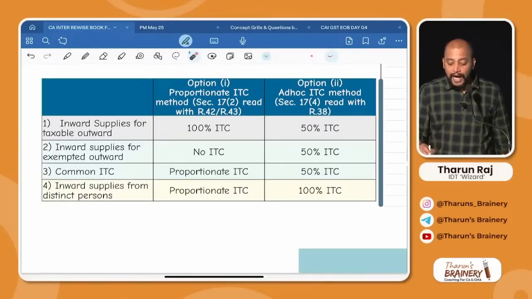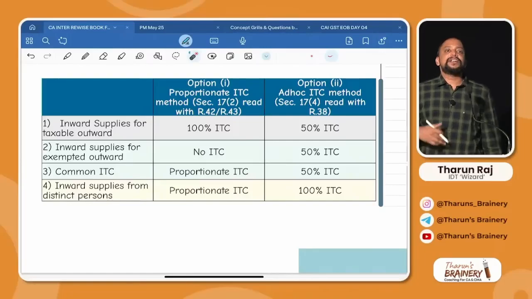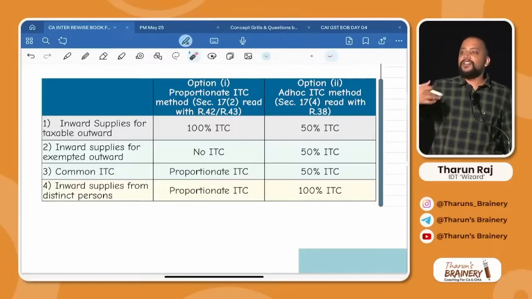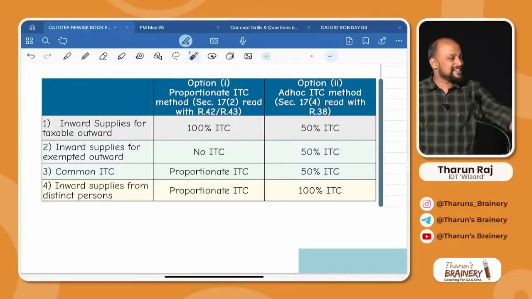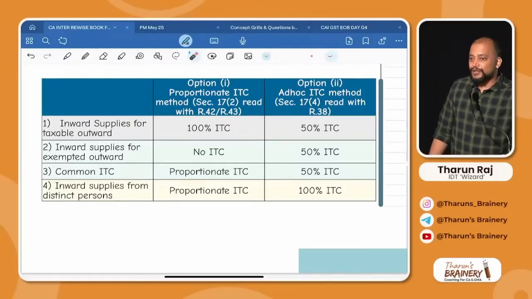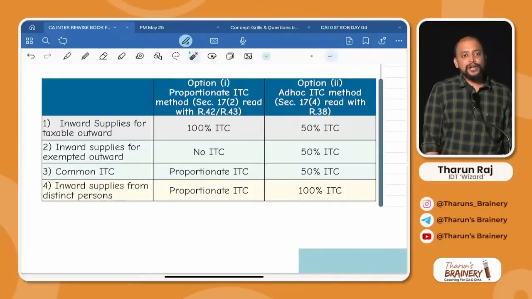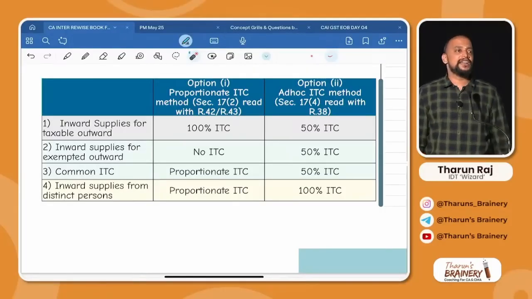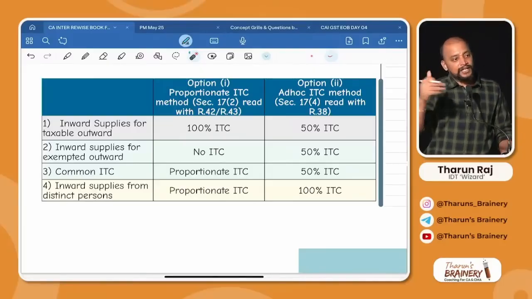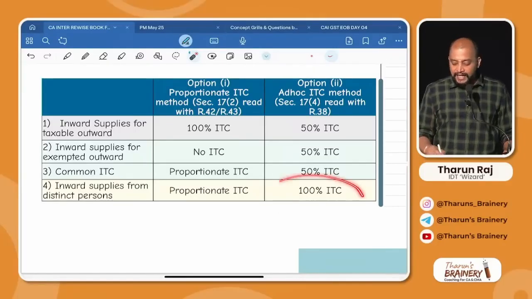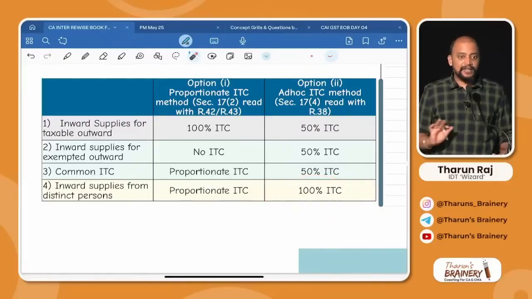Whereas option 2 is the ad hoc ITC option. In the ad hoc ITC option, whether it is used fully for taxable, fully for exempted or common, everything will be 50% only. Is it clear? Fully used for taxable, also 50% only you take. Fully used for exempted, also 50% you take. Common, also you take 50%. That is the advantage of the 50% ITC option. We will not divide anything; we will take 50% of the full amount. And for inward supply from a distinct person alone, we will take 100% ITC.